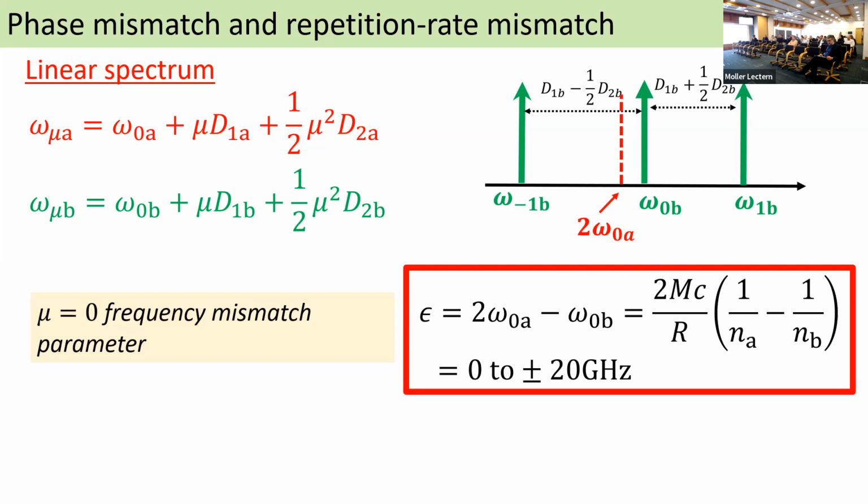Therefore, we can define this phase velocity mismatch parameter or frequency mismatch parameter, which in terms of the refractive indices is expressed as the difference of the inverses of the refractive indices at this frequency and at this frequency. And if somehow you can match it, then you have zero. But typically here, we work with differences between zero and plus minus 20 gigahertz, which is quite a lot.